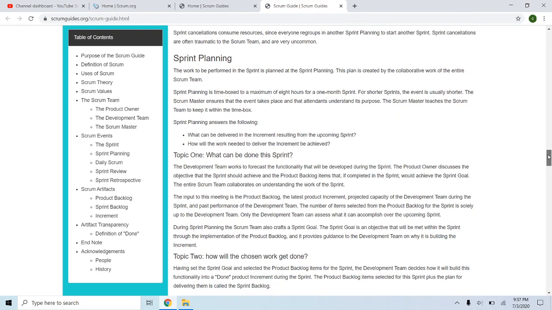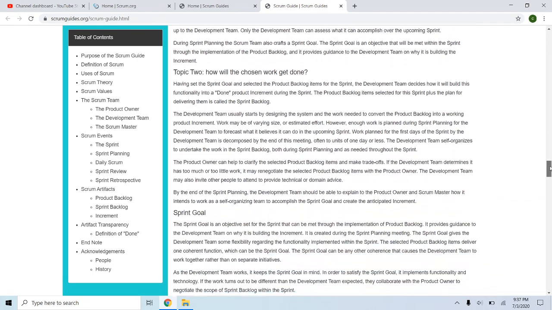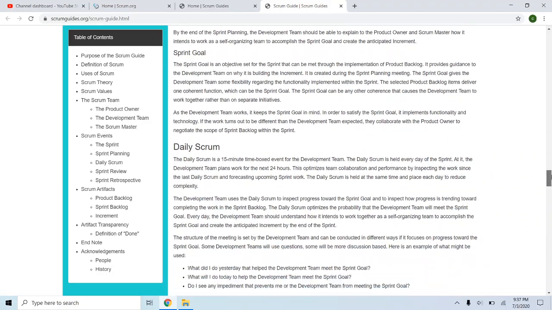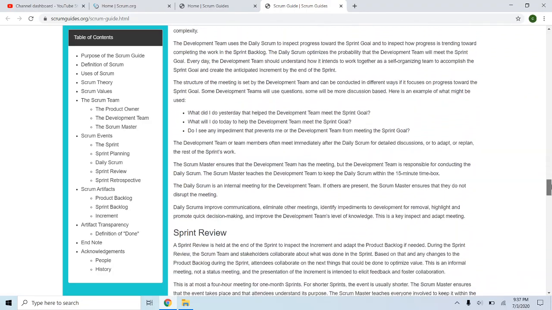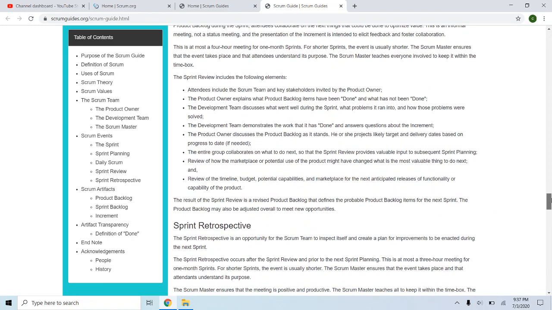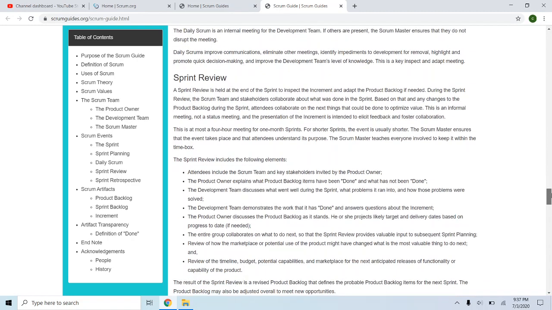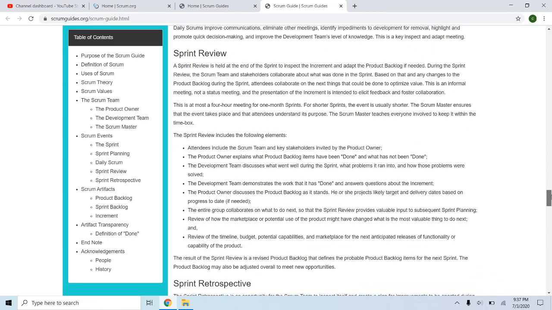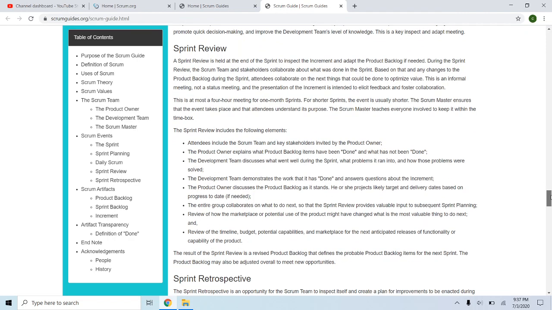So there are additional topics on sprint planning listed in this Scrum guide: sprint goal, daily scrums and how they're structured, the sprint review and sprint retrospective. I just want to touch on the review and retrospective as they are very similar to some people and want to make sure that we're kind of clarifying that.